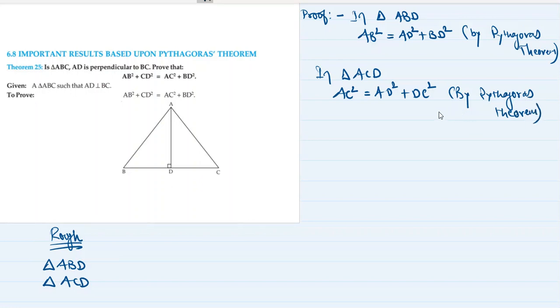Okay, so we have got the value of AB square, and here we have got the value of AC square. But if you see in the proof, what we need to prove? AB square plus CD square we have to prove. So basically we have to find the value of CD square. I'll tell you why. So here we have the value of CD square.